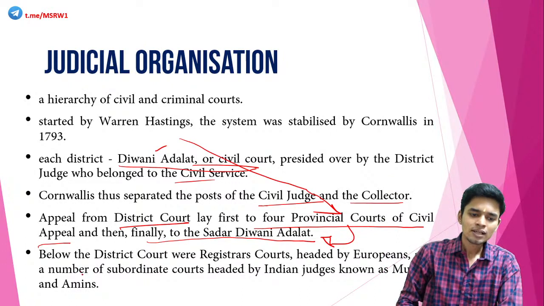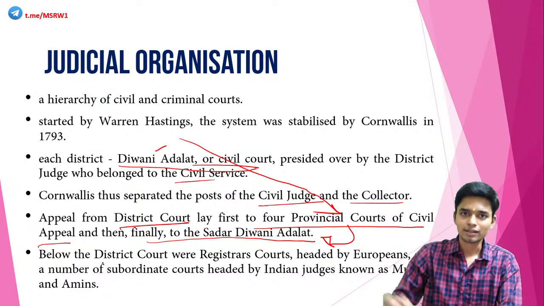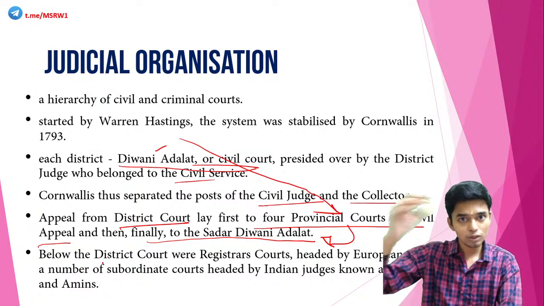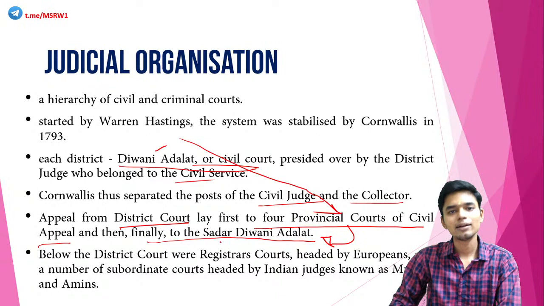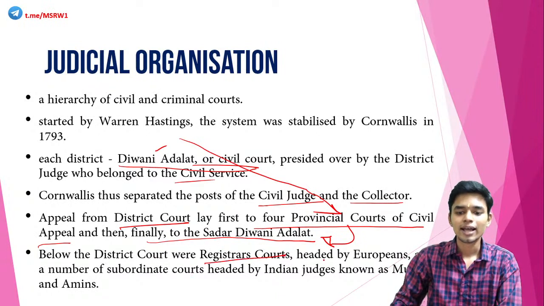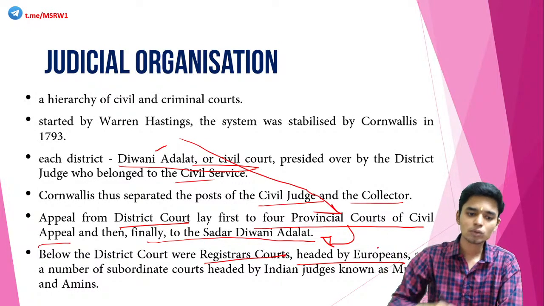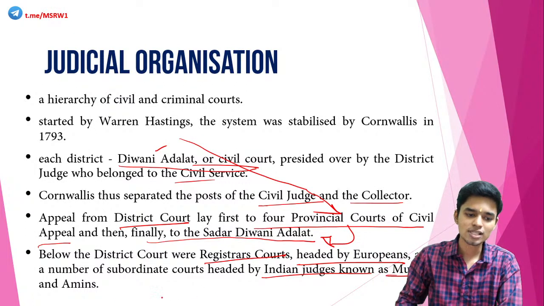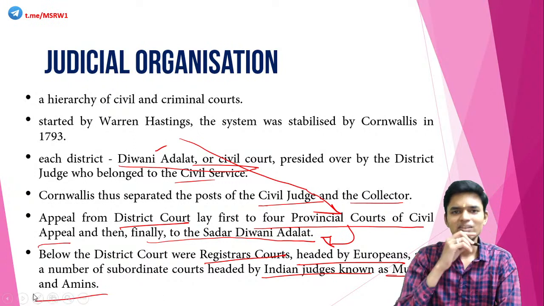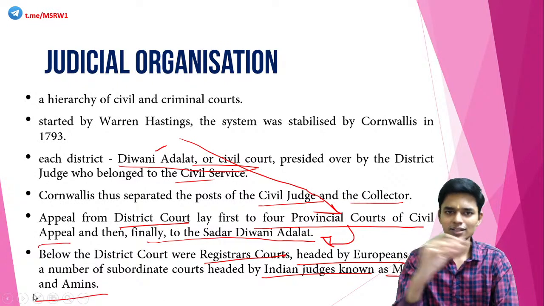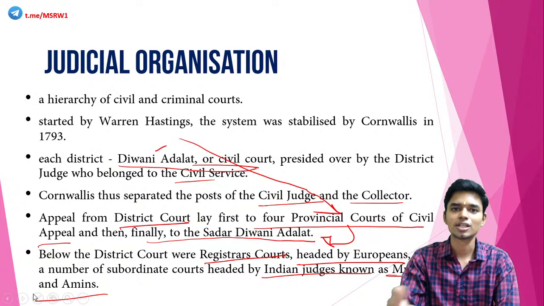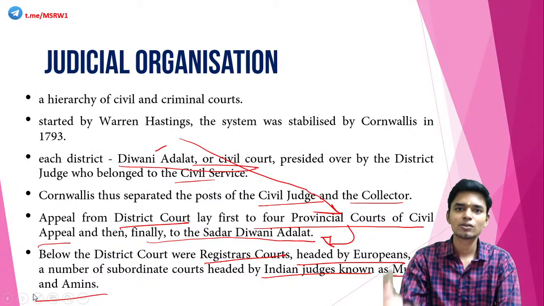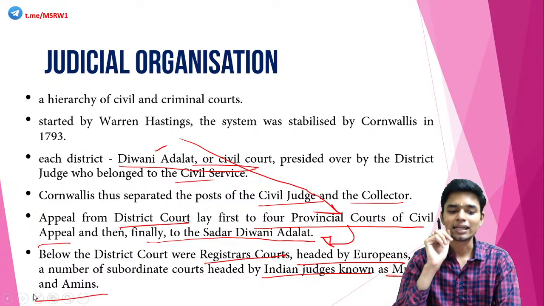Now, each district had a district court. Below the district court, we had some minor courts known as registrars courts, headed by Europeans, and even below that, there were a number of subordinate courts headed by Indian judges known as munsifs and amins. We even now have municipal courts, right? Municipal courts are the lowest civil judiciary courts. We have magistrate courts and municipal courts. Back in those times, these lowest courts were exclusively headed by Indians.